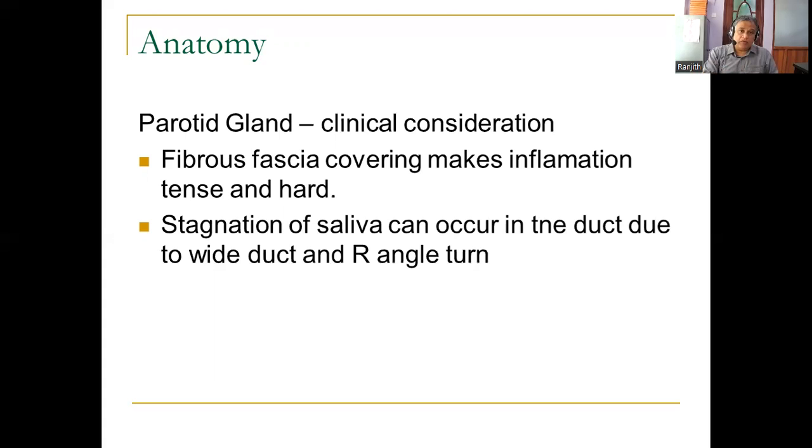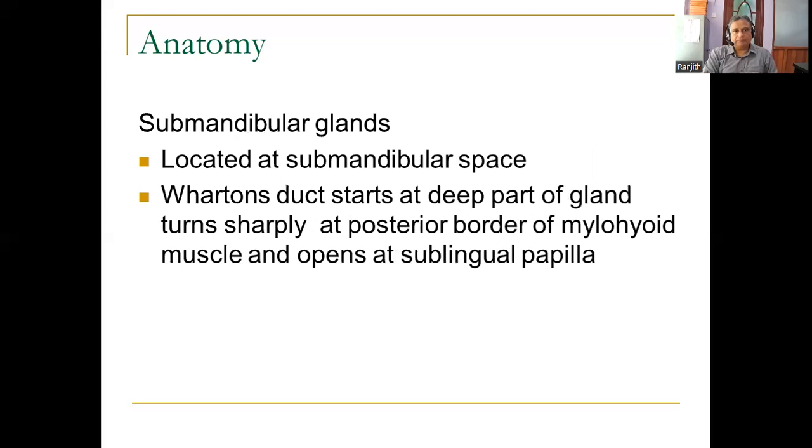Stagnation of saliva can occur in the duct due to the wide duct and the right angle turn as it enters the oral cavity. It makes a right angle turn at the upper first molar area as it enters into the oral cavity. That's where the stagnation, the pooling of saliva, is also common.